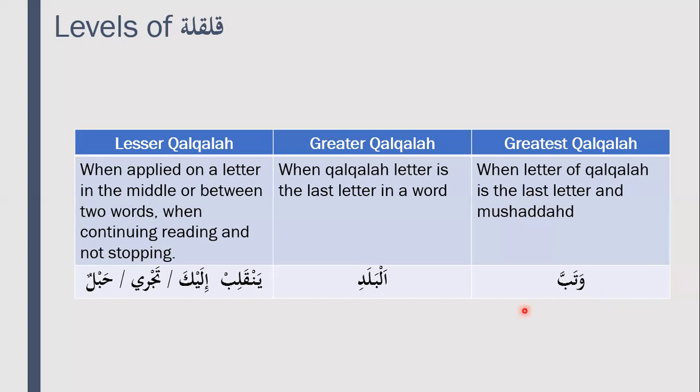A lot of people think I'm adding a vowel, but no, I'm not. So watabba, al-balad, yanqalib, tajri, habalum. These are the three different levels.